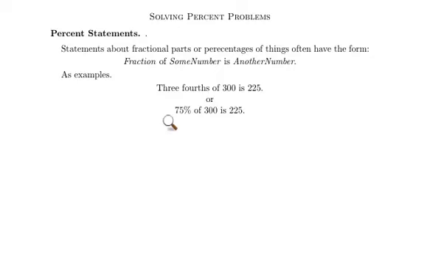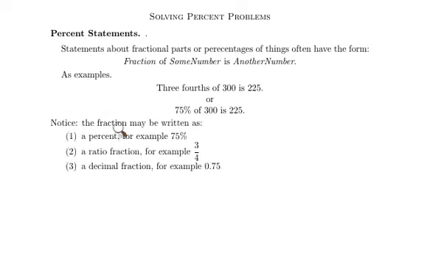There's a statement of some fraction amount of some number is some other number. Another way of saying the same thing with percents is to say that 75%, because that's the same as 3/4, of 300 is 225. And it's worth taking a minute to notice that a fraction can be written in three ways. It can be written as a percent. In this case, 3/4 is the same as 75%. It can be written as a ratio fraction, that was the 3/4. Or it can be written as a decimal fraction, 0.75.